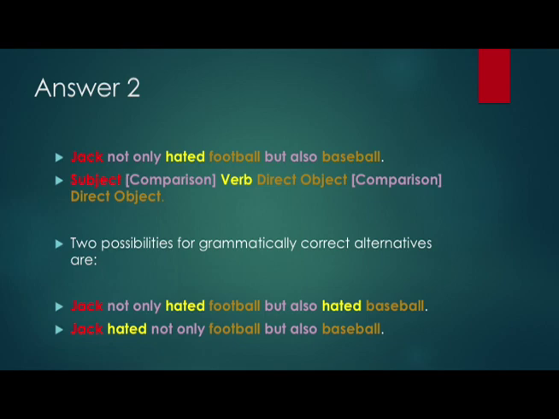So here we have Jack hated, so subject and verb, and then we have these two direct objects, and we're comparing them by using not only, but also. So the sentence could have also been Jack hated football and baseball. That's, again, a grammatically correct alternative. However, if we're trying to emphasize that he hates not only this, but also that, then we have to use that construction. It's for emphasis more than anything else.